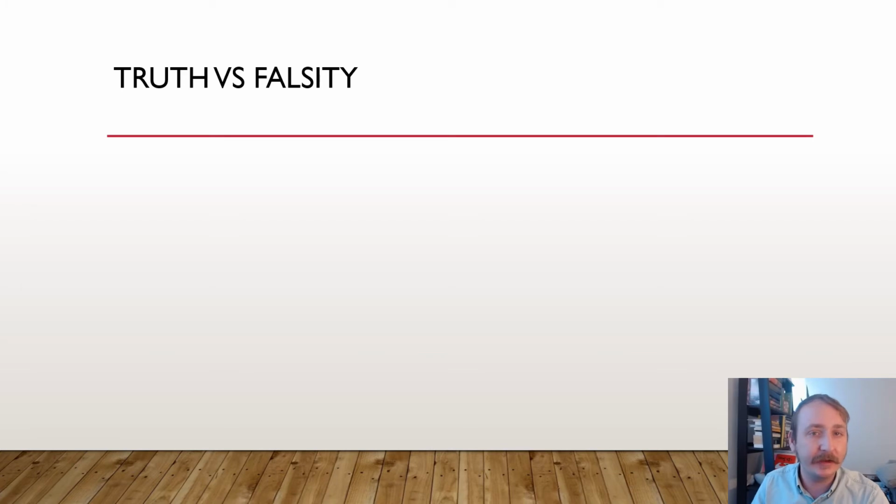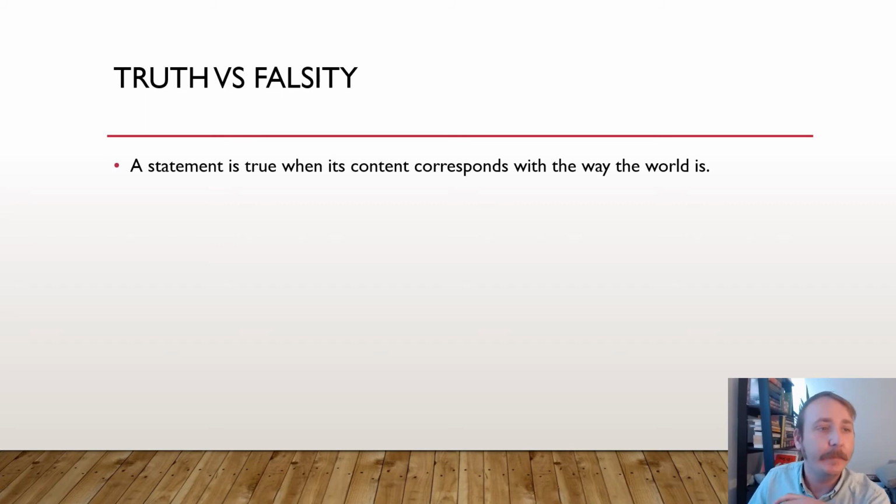But we're going to use these concepts in a really specific way in this class, and a way that I'm going to be testing you on. So you have to be really careful that you don't accidentally slip into a more commonsensical usage of it. So this is pretty similar to the common sense idea, but it's a little different. So basically, a statement is true when its content corresponds with the way the world is. Now, this is what's known as the correspondence theory of truth in philosophy.